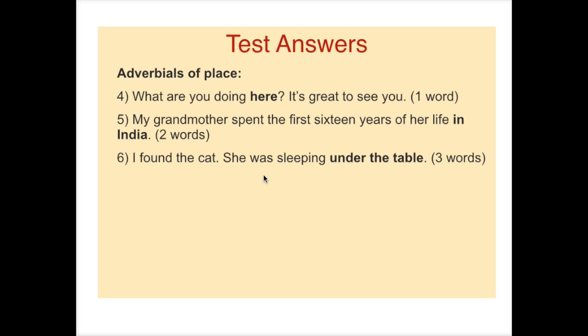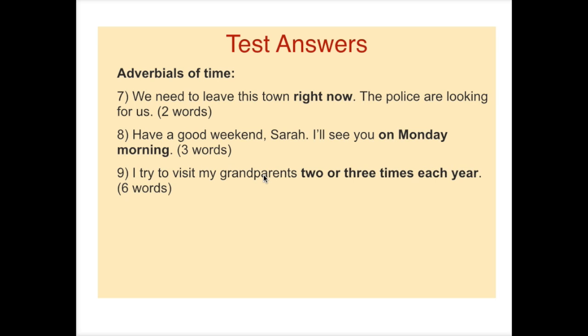And then we have number 4, which is adverbials of place. What are you doing here? Here being the 1 word. My grandmother spent the first 16 years of her life in India. In India are the 2 words. I found the cat. She was sleeping under the table. We have 3 words.